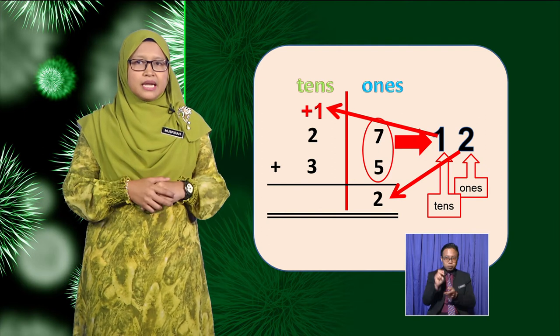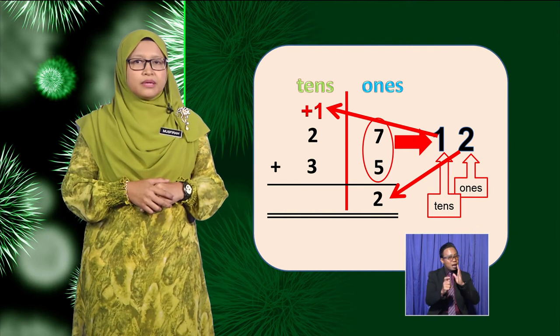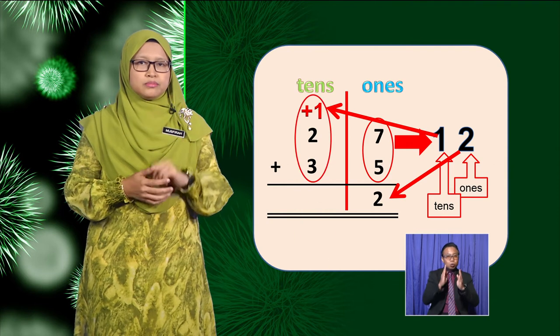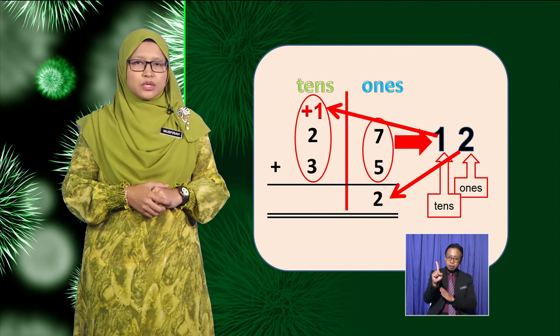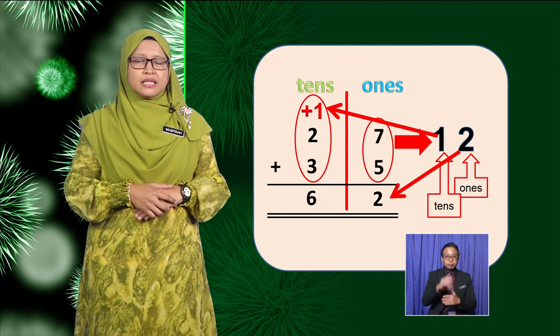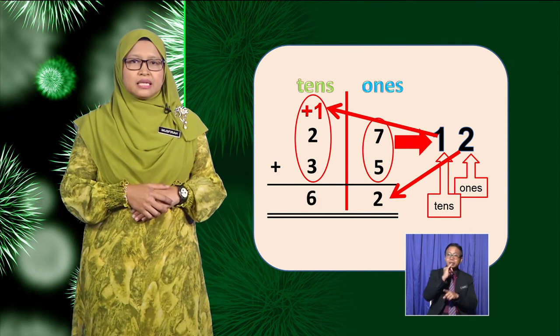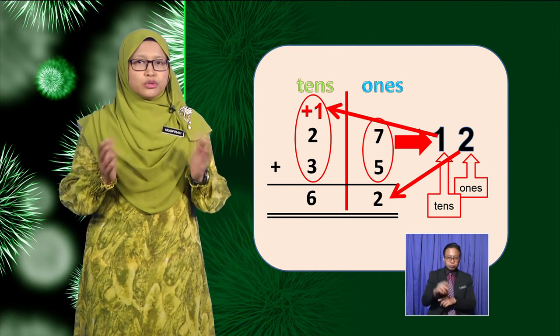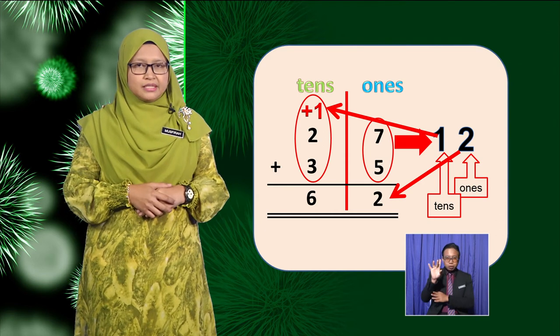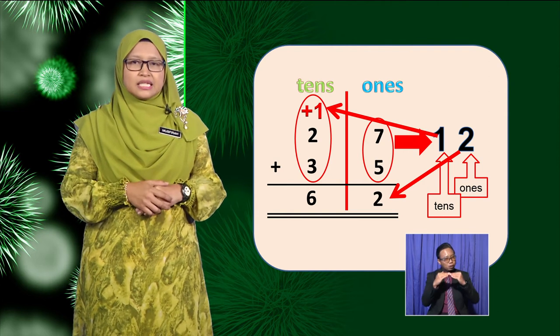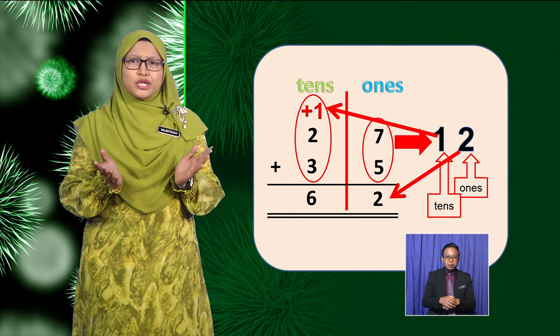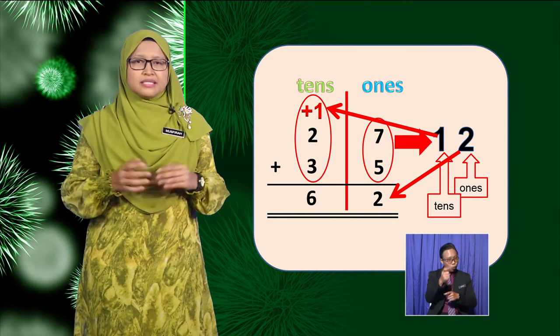After that, add the numbers in the column tens. 2 plus 3 plus 1 equals 6. The answer is 62. So, 27 plus 35 equals 62. Yay! You got it right. Well done.